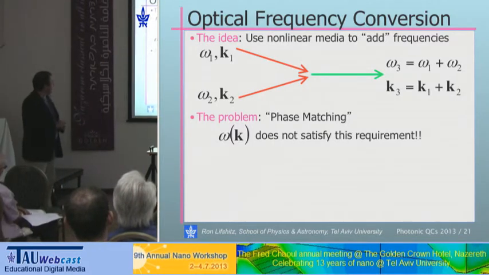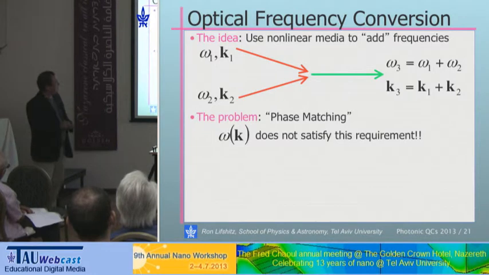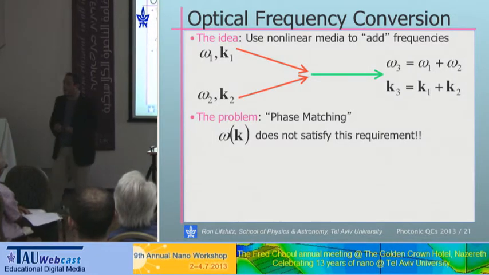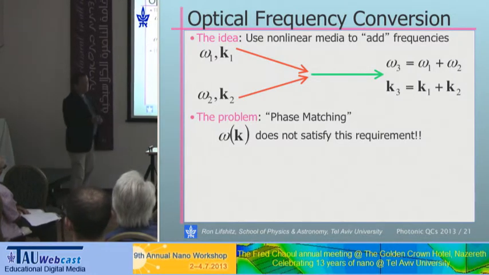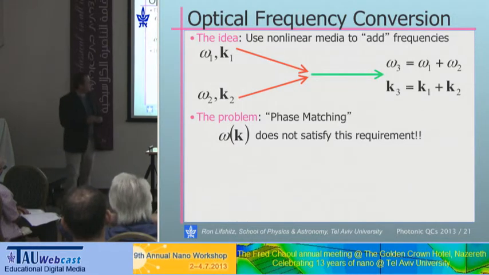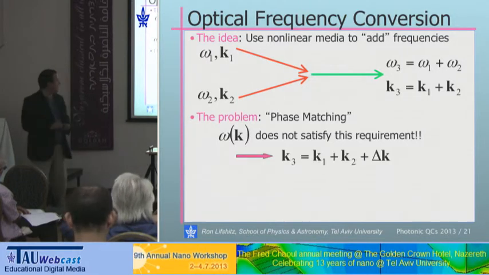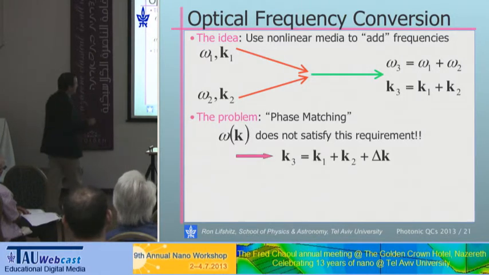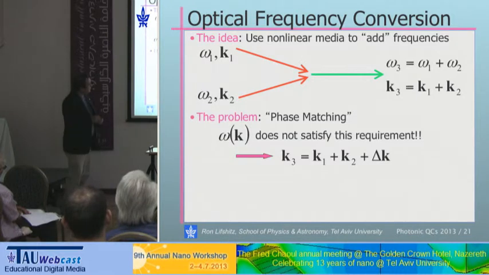These relations usually do not allow us to satisfy both of these requirements together. So the engineers call this problem a phase matching problem. From a physics point of view, this is a problem of not being able to satisfy both energy conservation and momentum conservation. So there's a lack of conservation of momentum. If I look at K3, I find that it's K1 plus K2 plus something that is missing.